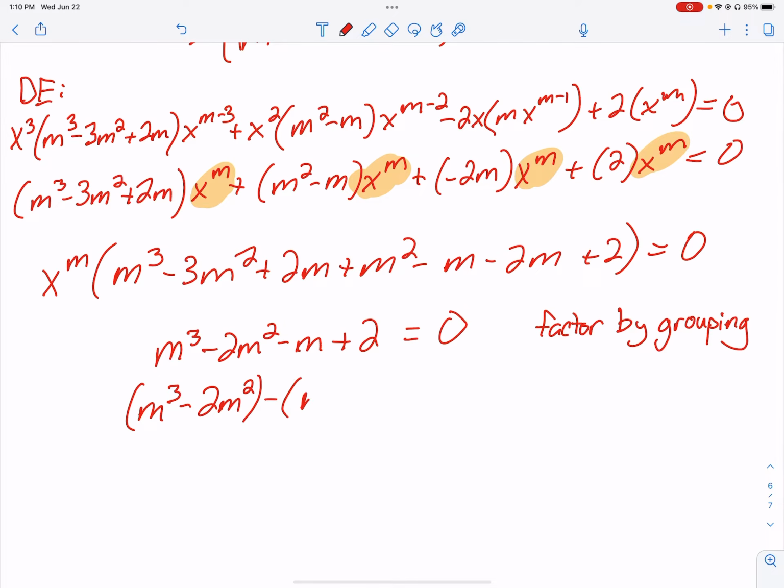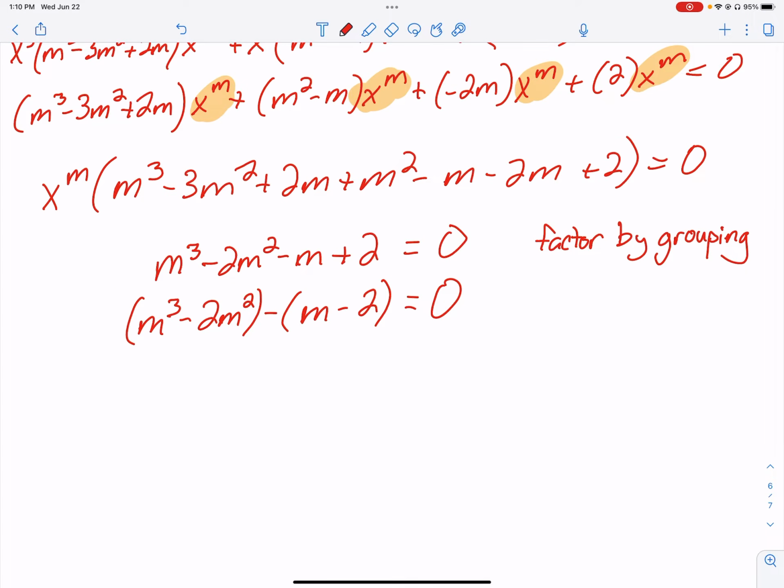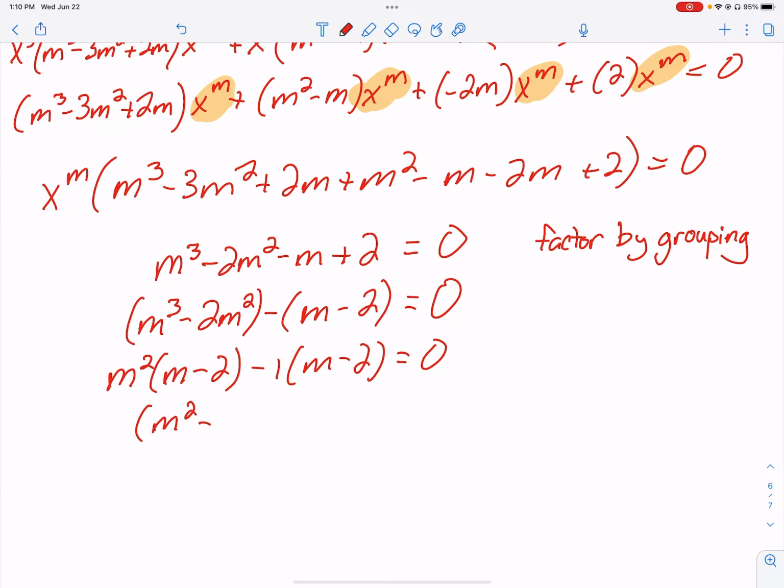I put my minus here. And then think about I got to change that to a minus to keep my positive 2. Think about distributing that negative back. Right, now I factor. The first set of parentheses has an m squared, so I get an m minus 2. There's nothing in common between m and 2, so I get a 1 minus 2. And then hopefully this is clear what to do next. We get m squared minus 1 times m minus 2.